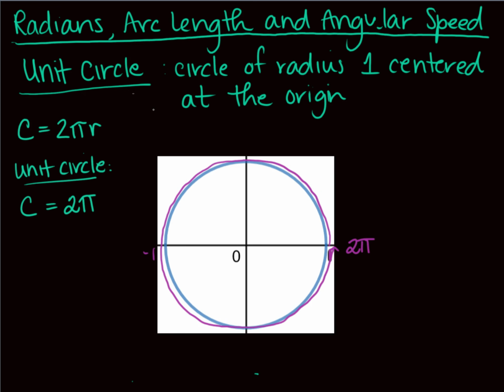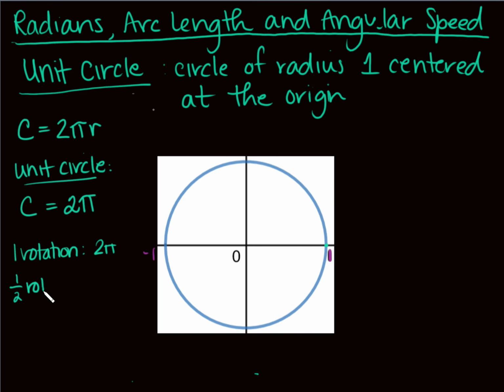What if we didn't want to go all the way around the circle, or what if we wanted to go further around? One full rotation would give me a distance of 2 pi, starting at this point right here, which is where we were used to starting with angles. What about half a rotation? If I take a point on the circle and go halfway around, then that distance would obviously be half of 2 pi.